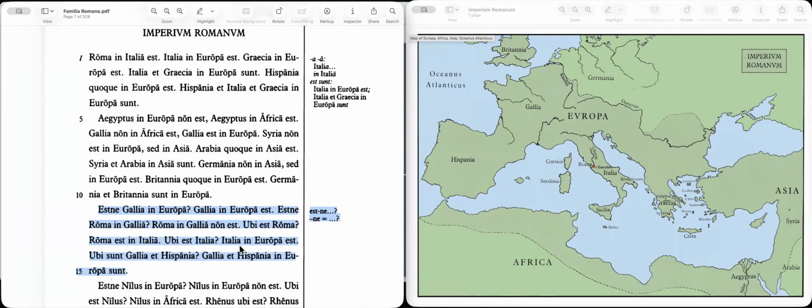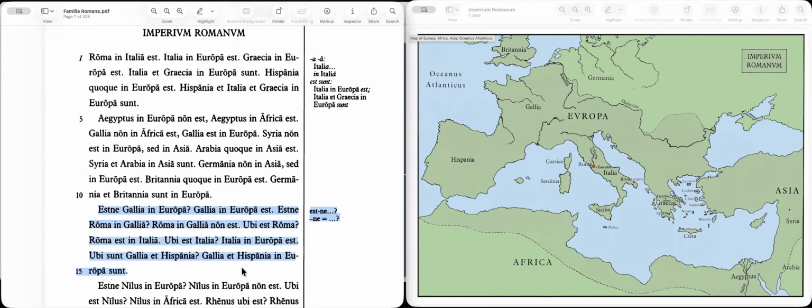Esne Gallia in Europa. Gallia in Europa est. Esne Roma in Gallia. Roma in Gallia non est. Ubi est Roma? Roma est in Italia. Ubi est Italia? Italia in Europa est. Ubi sunt Gallia et Hispania? Gallia et Hispania in Europa sunt.